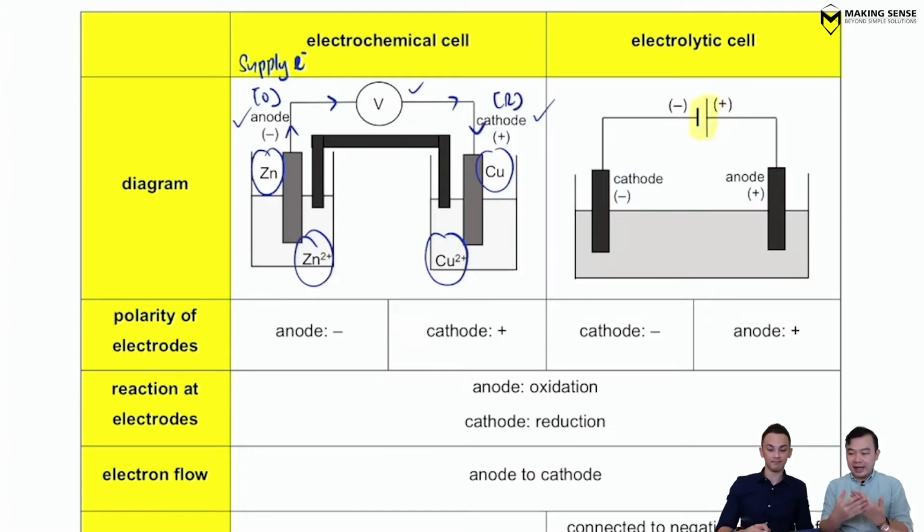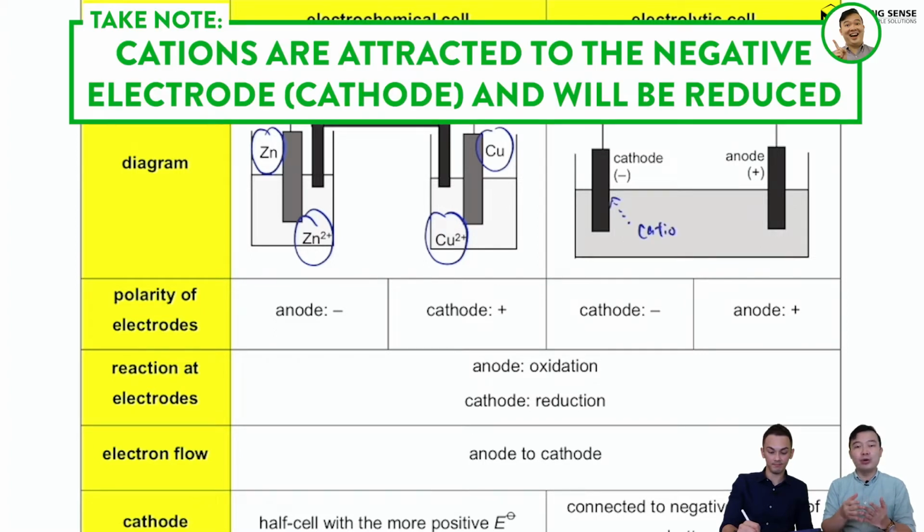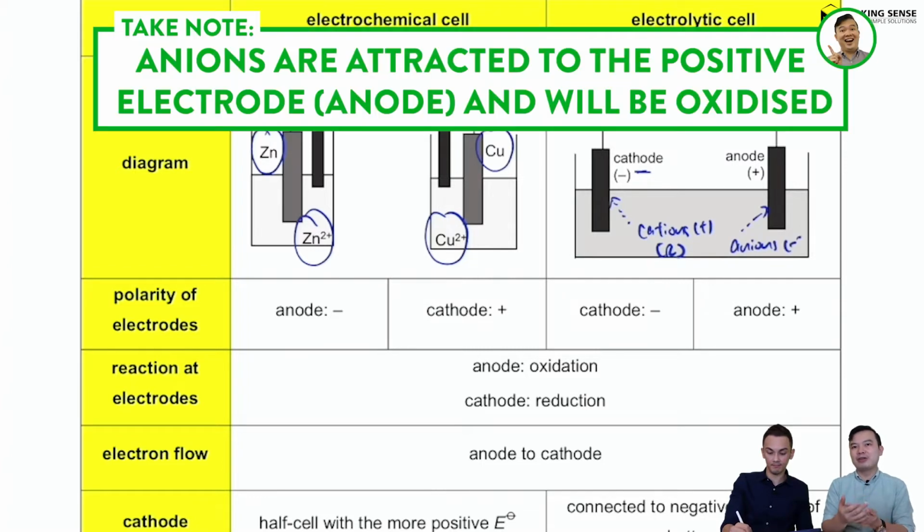Then at the negative electrode, opposite charges attract, which means that cations will flow towards it. Cations can only undergo reduction, and that is why we call this electrode the cathode. The converse is true as well. The positive terminal is going to attract the anions. Anions migrate towards the anode, and anions usually undergo oxidation, so therefore we call it the anode.